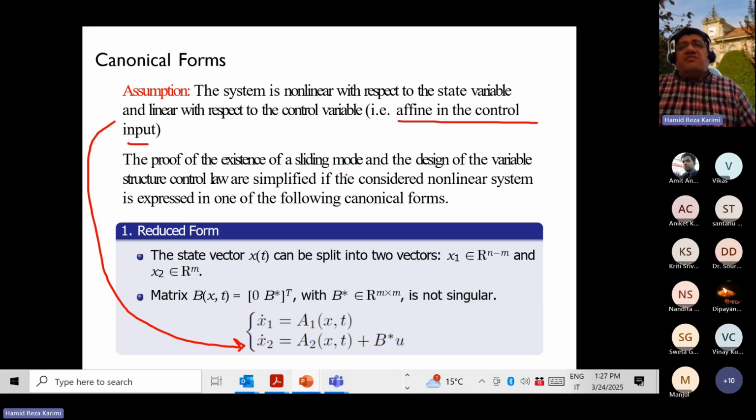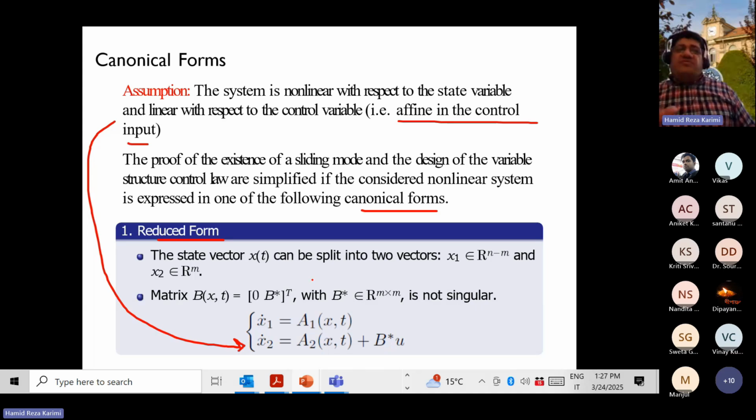This assumption means I'm talking about this dynamics. The proof of the existence of a sliding mode and the design of the variable structure controller are simplified if the considered nonlinear system is expressed in one of the following canonical forms. If the system can be represented in the reduced form, the state vector x(t) can be split into two vectors, x1 and x2. If you can represent it like this, x1 dot is a1(x,t) with no control, and x2 dot has such an affine shape with respect to the control. This model is the reduced form.